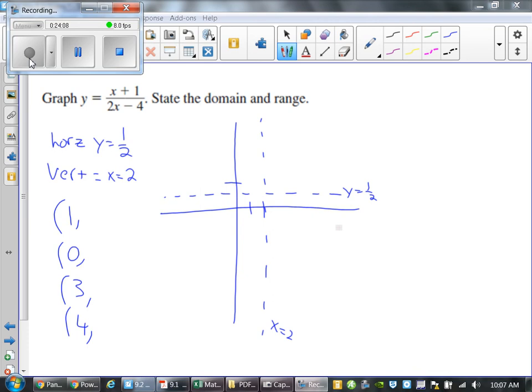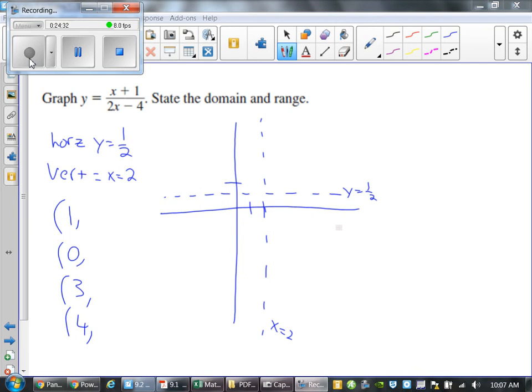Yes, sir? I'm so confused on how you do the horizontal. The vertical asymptote's always the zero of the denominator. What can't x be? In this case here, if I said 2x minus 4 equals 0, solve for x, I add 4, divide by 2, and I get 2. If x equals 2, I get 0 in the denominator. Bad things, bad things. So that's why it's a vertical asymptote at 2.